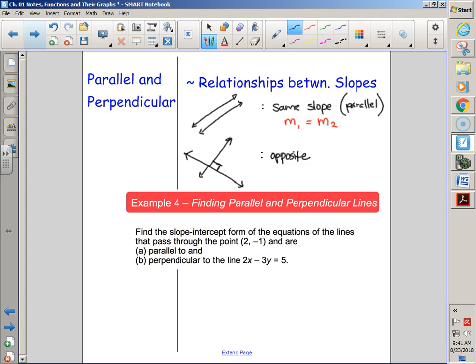And that guy's going, say, down 1 over 2. This guy's going up 2 over 1. They will be reciprocals as well. Opposite and reciprocals. Now, some of you forget what these two words mean.